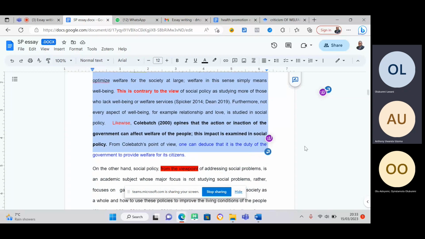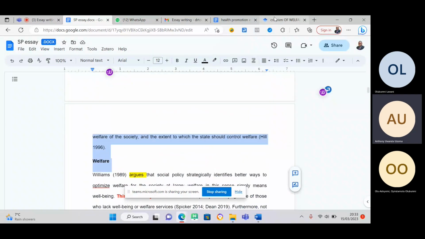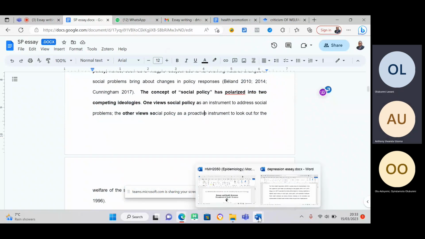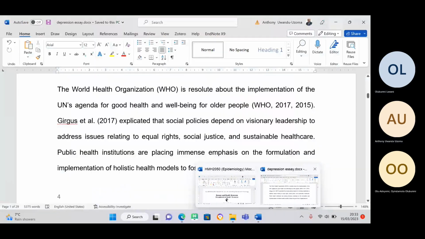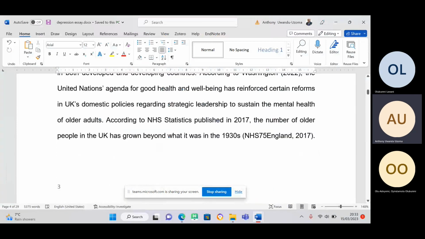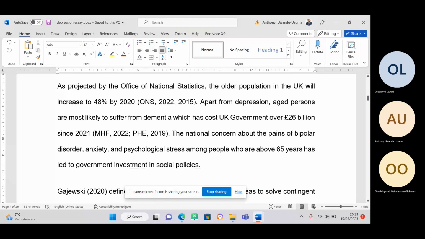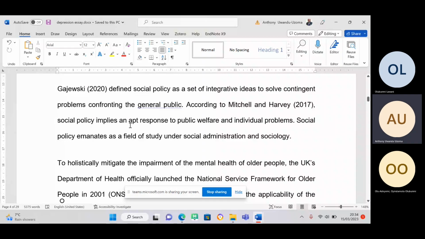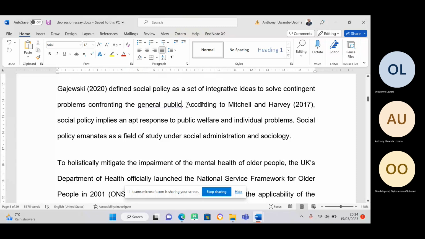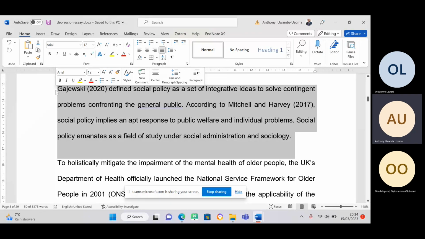Now compare this essay to this essay that is poorly written. Look at the introduction. Let's just go to anywhere. Now let's look at this. Gaweski defines social policy as 1, 2, 3, 4. How does Gaweski link to Mitchell and Harvey? According to Mitchell and Harvey, social policy implies. So can you see that the level of writing, the level of thinking, is different here? Can you see that? Hope it's clear.